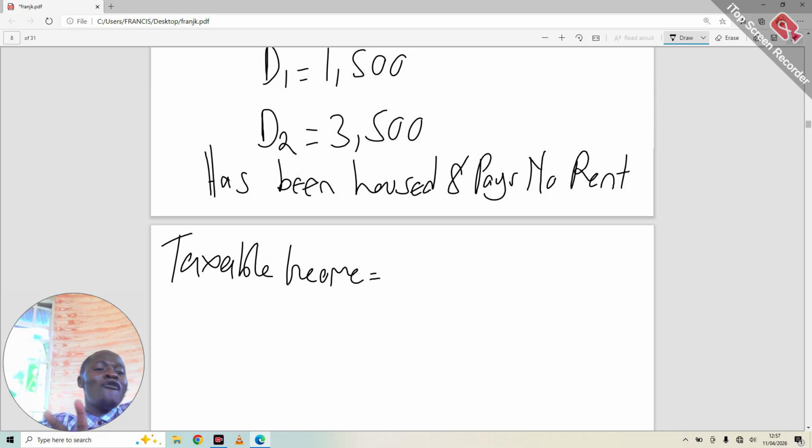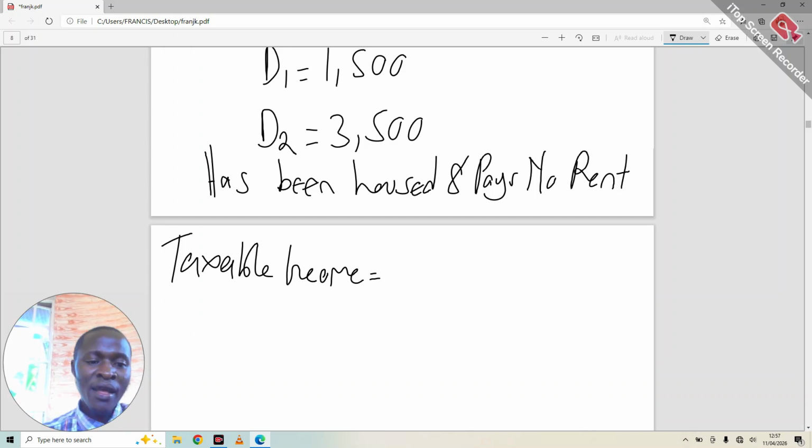Remember, I gave you 4 formulas on how you can get taxable income depending on what the examiner has provided. Allowances, maybe just benefits, allowances or benefits, basic salary. We have what again? Someone has been housed, someone is paying rent, someone is not paying rent. I gave you all those.